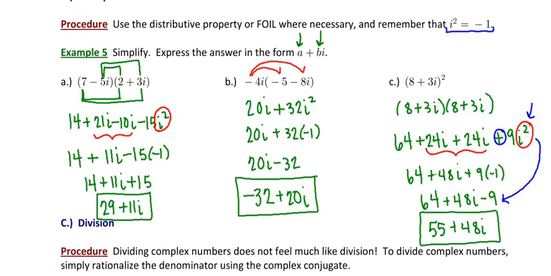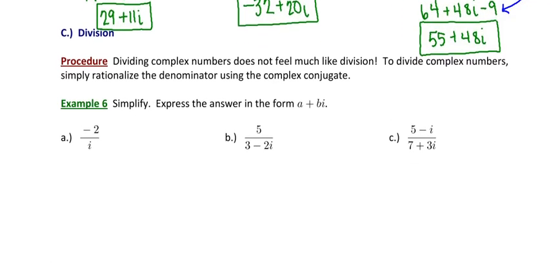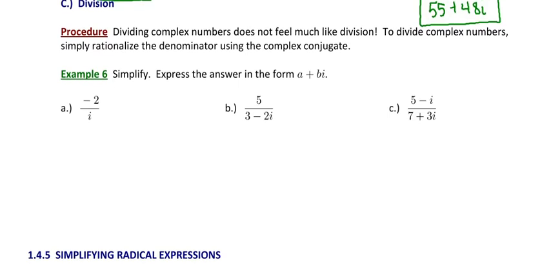Okay, the last operation that we want to examine with complex numbers is division. Now, dividing complex numbers doesn't really feel like division. To divide complex numbers, we're actually going to rationalize the denominator. Remember, i represents the square root of negative 1. So if I have an i in the denominator, technically I have a radical in the denominator. So we're going to simplify using the complex conjugate. Remember, the conjugate of a plus b is a minus b.